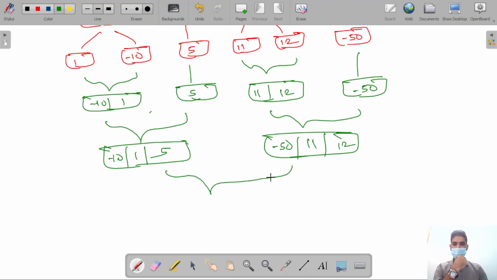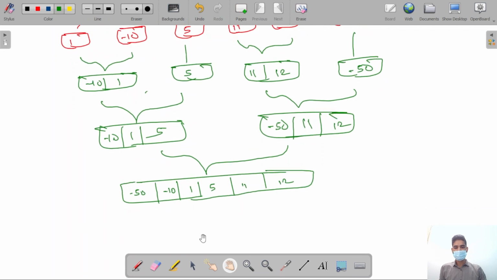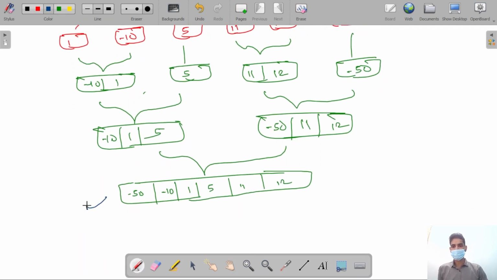After that, these two arrays will get merged, 2, 3, 4, 5, 6. You can understand now. We are basically merging the two arrays. Firstly, we separated each of the elements, and then we are combining them. We are merging them. Now we will simply sort them. So minus 50, minus 10, 1, 5, 11, and 12, and we will get the required array, the sorted array. This will be our answer. So this is how we are going to sort the array using merge sort.